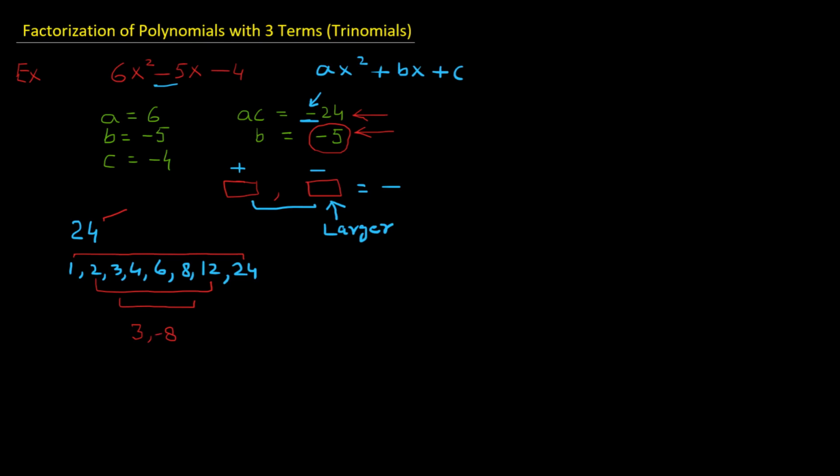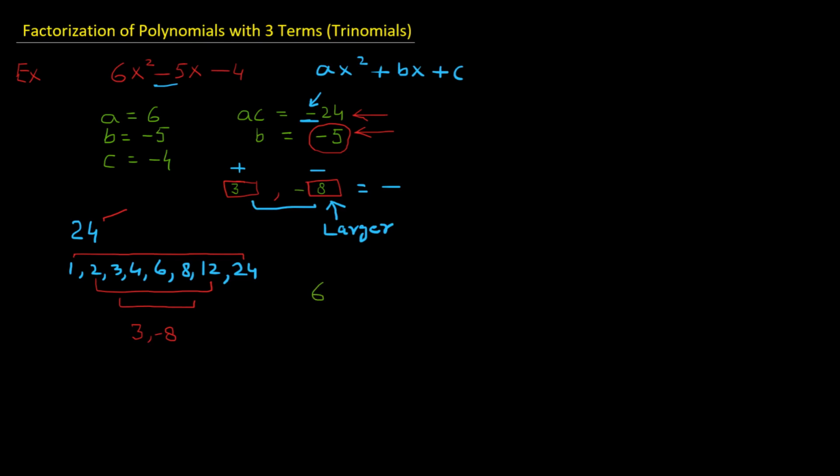So minus 8 and plus 3, and both will have different signs. So now the sign problem is solved. So this is the main source of error. So now our numbers are 3 and minus 8. And now we split this minus 5x into 3x and minus 8x.